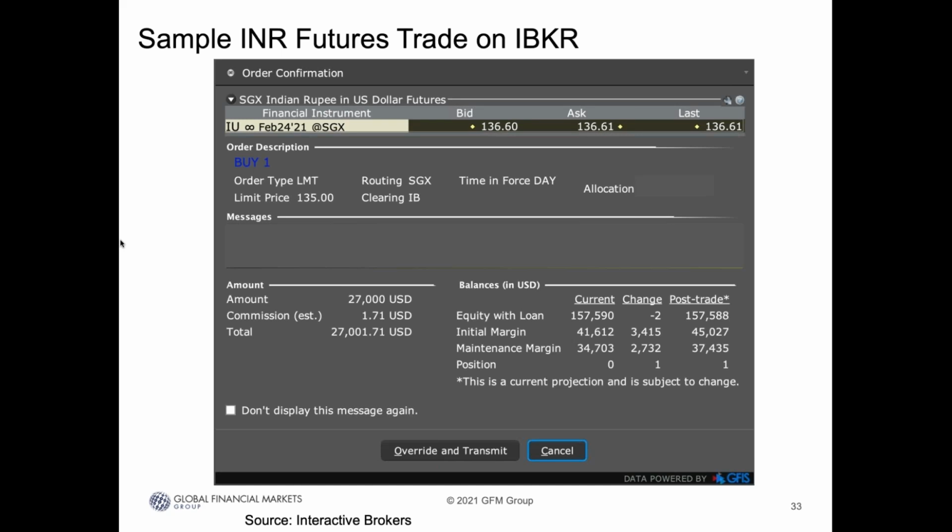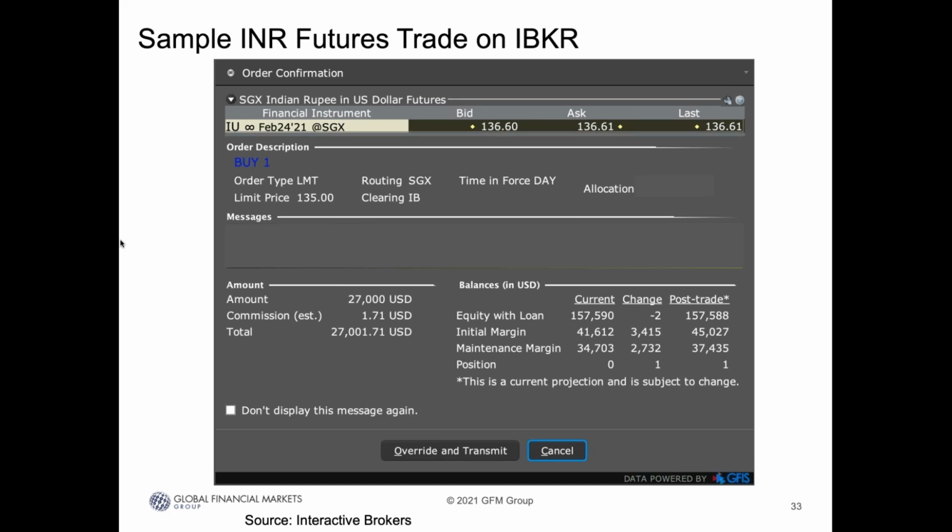You will also notice on the lower right, how does this impact my margin? I don't have to have $27,000 in my account, or 27,000 liquid cash, whatever, in order to buy this futures contract. This is only going to reduce my initial margin by $3,415. So very roughly, back of the envelope, it looks like it's giving me about 8-to-1 leverage.